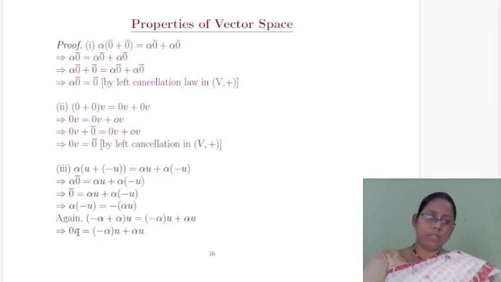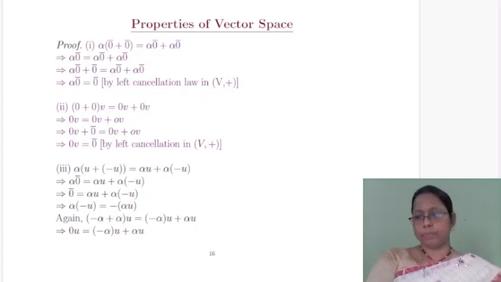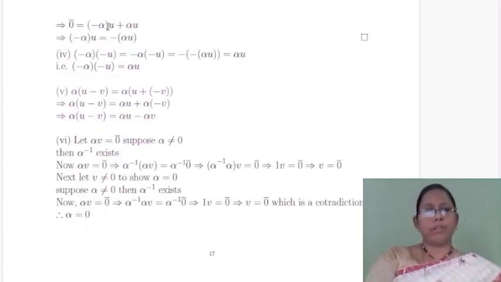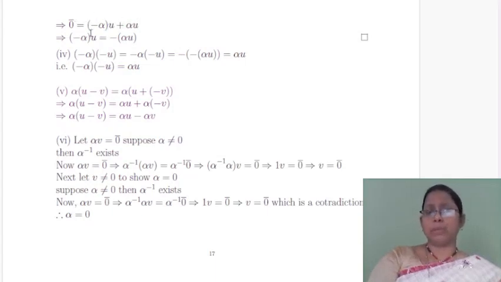That means, by the second property, this is the 0 vector. The 0 vector is equal to this one. If I take this as a and this as b, where a plus b is equal to the 0 vector, that is, one is the additive inverse of the other. So I can write a is equal to minus b, that is, minus alpha u is equal to minus of alpha u.